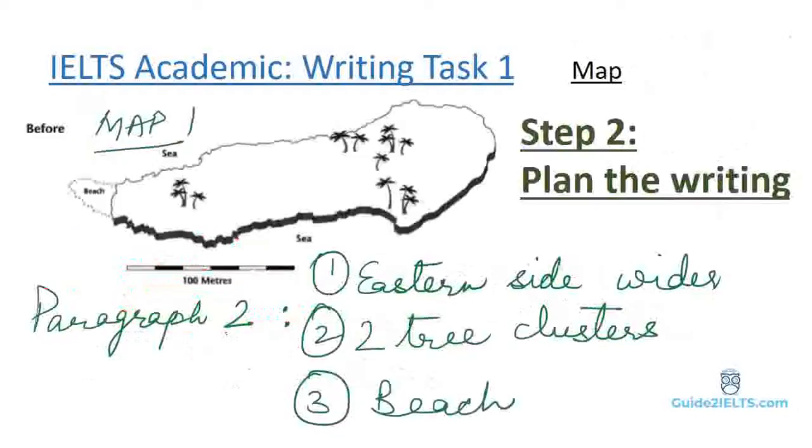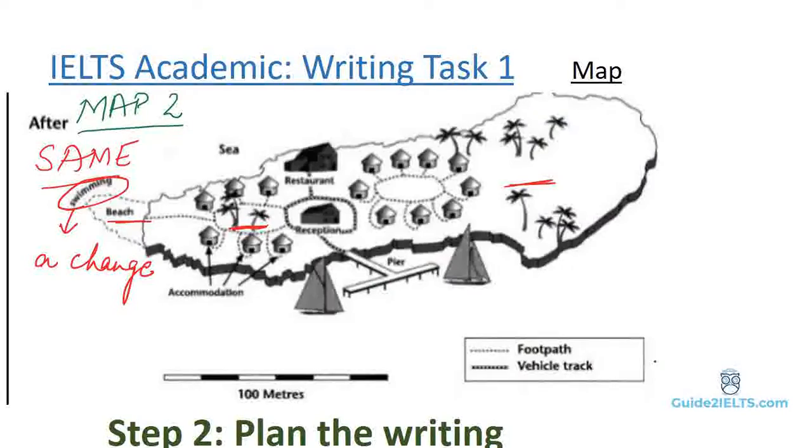On to step 2, that is planning of the writing. In this one, the first map is rather simple. So first we'll mention the trees, followed by the beach. Next, we do the major planning. What has remained the same? Both the trees and the beach are the same, except the fact that a swimming area is there where the beach is. Now we list the changes, trying to figure out what sequence we write them in.